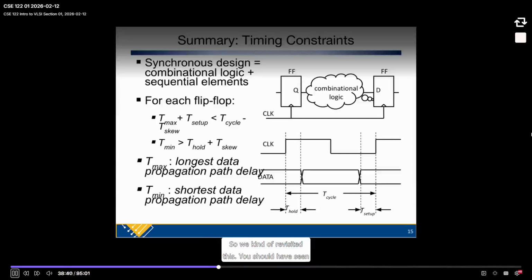So timing constraints. We kind of revisited this. You should have seen some of it before, but now we have, in addition to just setup and hold time, a couple things. We have clock skew and we have clock to Q delay as well. So the launching time of the flip-flop. And then we also have a maximum delay and a minimum delay of a path. So those are different than you've probably seen before. Usually you just think of the delay, but now there's a range of delays. And those are going to have different checks that we're going to do to make sure the chip works.